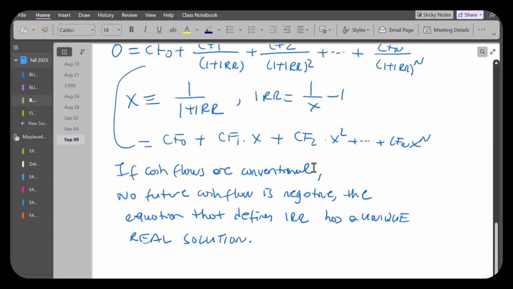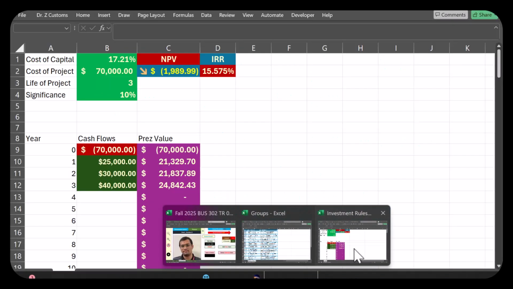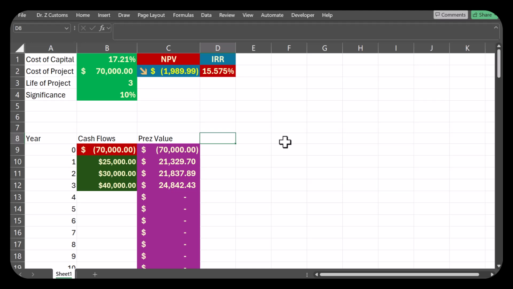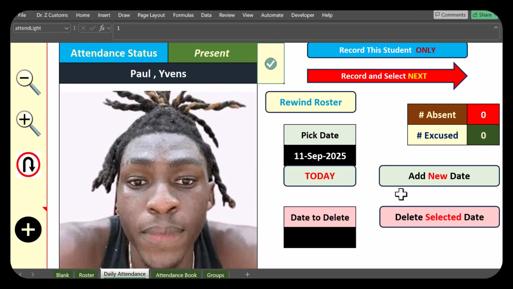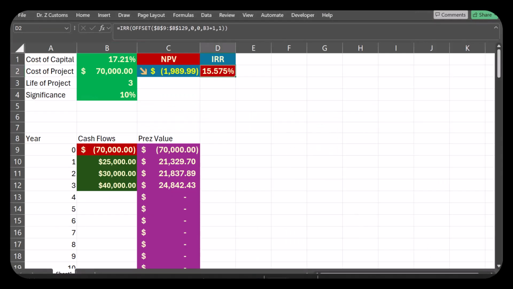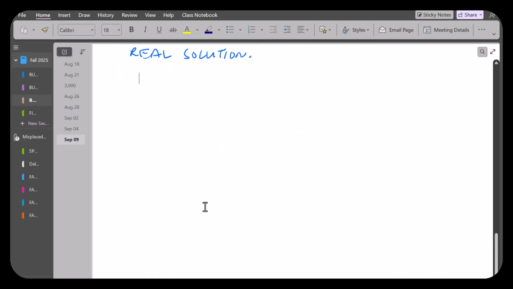We defined what IRR was, and we were careful in saying that there are certain circumstances that guarantee a unique solution, which means cash flows need to be conventional, which simply means none of the future cash flows are negative. We also did a little formula to calculate the IRR for us. But we haven't talked about what to do with that IRR number.